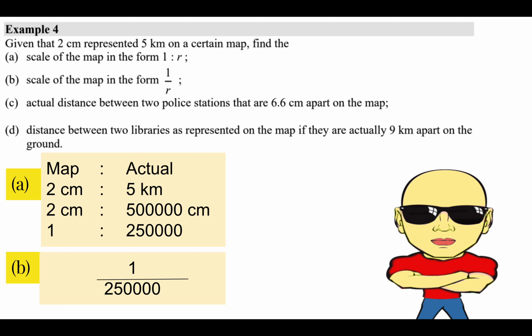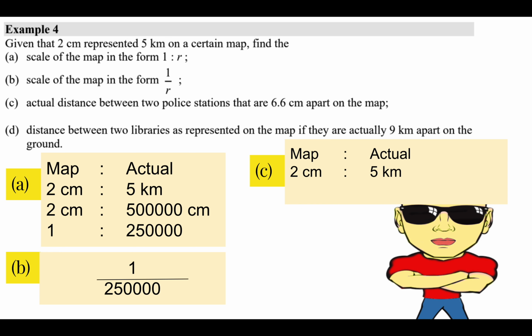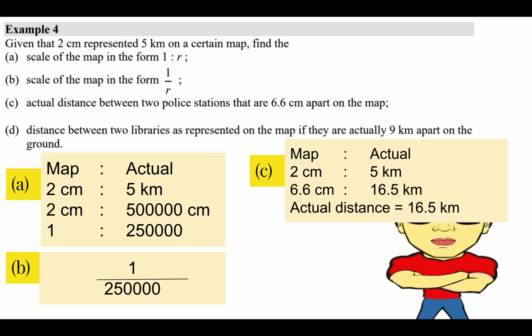Now for part C, they tell us that there are 2 police stations on the map. They are 6.6 centimeters apart. So how far apart are they in actual reality? We can do this. Map to actual, 2 centimeters to 5 kilometers. So 6.6 centimeters, just take 6.6 divided by 2 times 5, that gives us 16.5 kilometers. After that, let us offer the context as well. Actual distance is 16.5 kilometers.